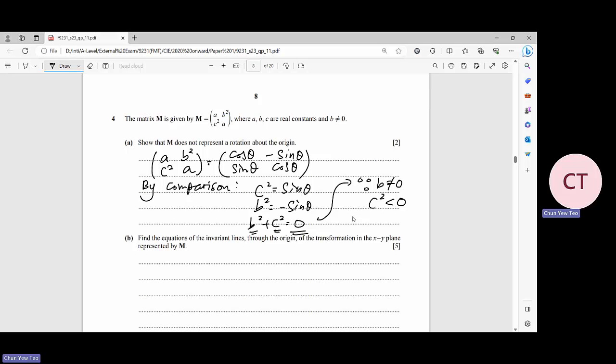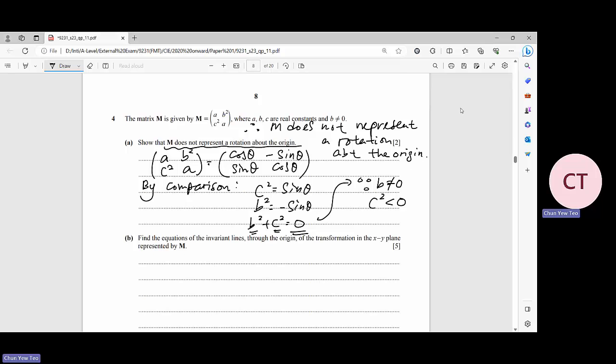So therefore, M does not represent a rotation about the origin. Okay, so this is the way for you to show it. I write the conclusion over here. Therefore, M does not represent rotation about the origin. Okay, so that is how you show it.